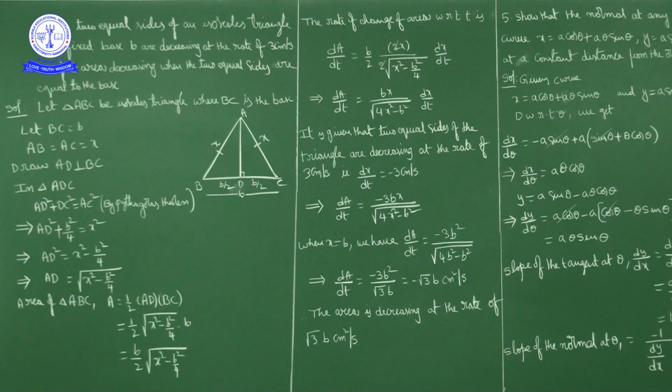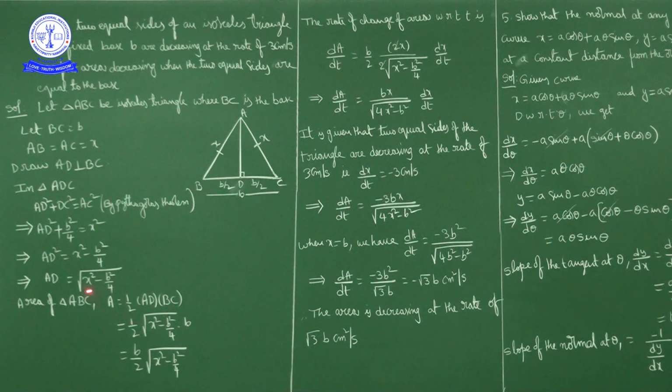So first of all, what is the area of a triangle formula? Area of a triangle is half into base into height. Area of triangle ABC, if you write A, is equal to half, base is BC, height is AD. So half into AD into BC.